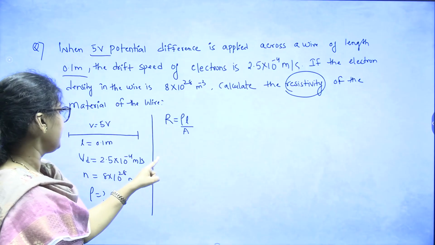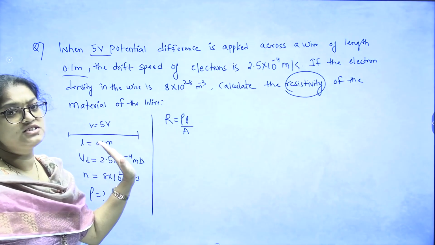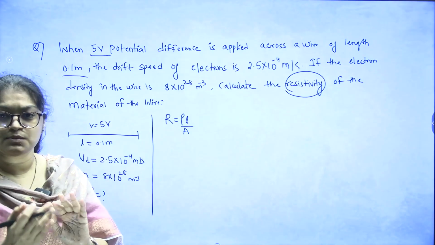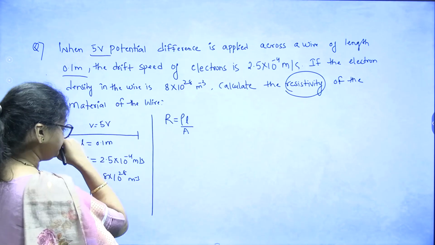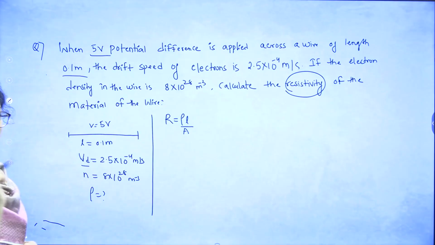Here, I know only the formula R is equal to rho L by A. But in the given data, they have not mentioned the area. They have not given the resistance. And length is given. But I have to calculate the rho. Is it possible? If you know the application, you can do it. So, with respect to drift velocity, we'll see.